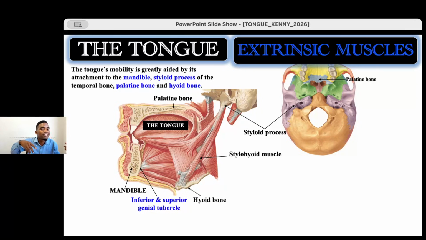But swallowing is also made possible by these extrinsic muscles of the tongue. Now, what are the bony bones from which these muscles are coming from? We have the mandible here. This is the mandible. Now, this is half the sagittal section. We have the palatine bone. We have the hyoid bone and the styloid process of the temporal bone.